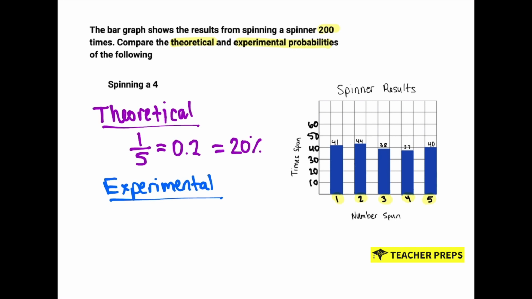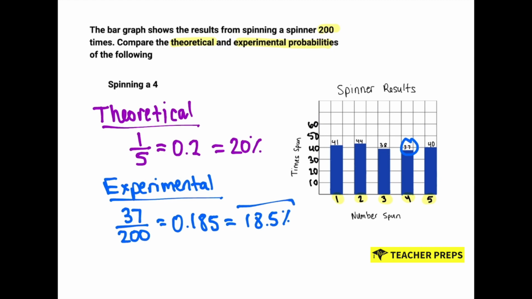Now let's look at the experimental probability, which are the results we got when we spun the spinner 200 times. When we spun the spinner 200 times, we got a 4 37 times. So our experimental probability was 37 out of 200. Again, when we compare, we're going to want to make that a decimal and then a percent. When you take 37 divided by 200, we get 0.185. As a percent, that's 18.5%.